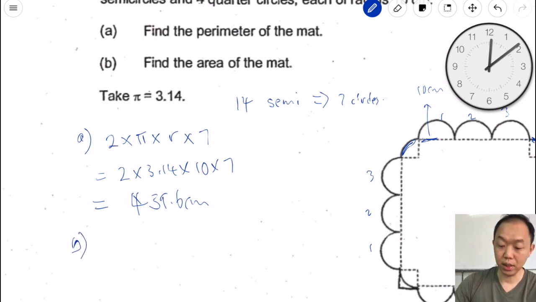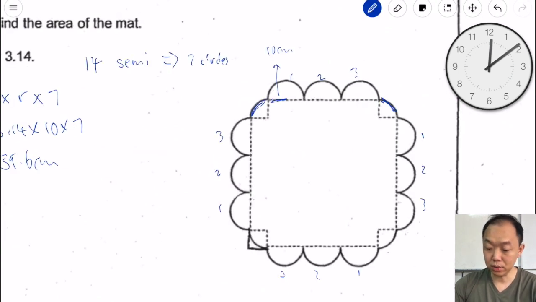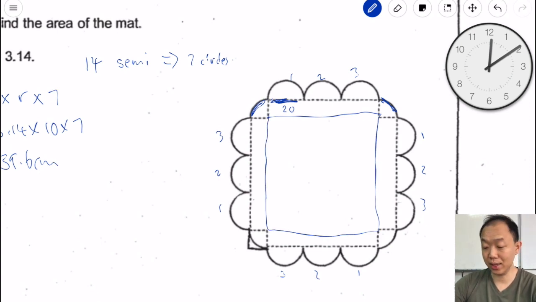So part B, the area of the mat. Alright, so how to find the area of the mat? Now each one of these is 20. It's not difficult, it's just a little troublesome. So what we need to do to find the area of the mat, we gotta split it up into several parts. So I will draw this little box here. The area is 7 circles. So I can find the area of 7 circles plus 4 of the rectangle.